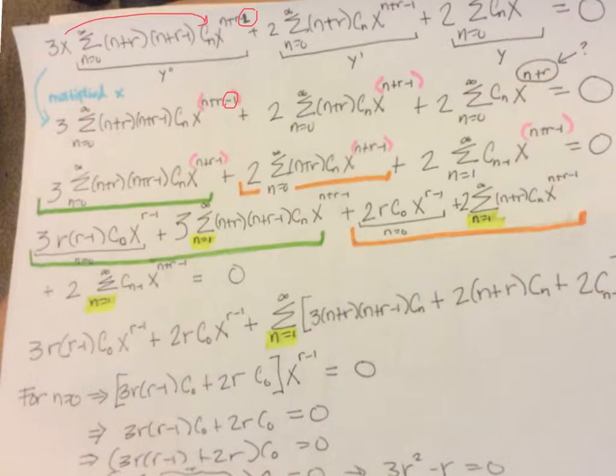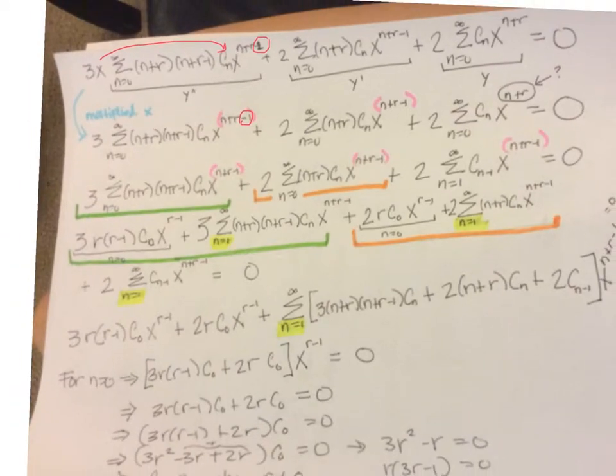So now you notice my pink, pink, pink, I have the same powers. But now I need the same indices. A lot going on here. Notice this one starts at 0, this one starts at 0, and this one starts at 1. So I have n equals 0, n equals 0, and then I have this n equals 1.